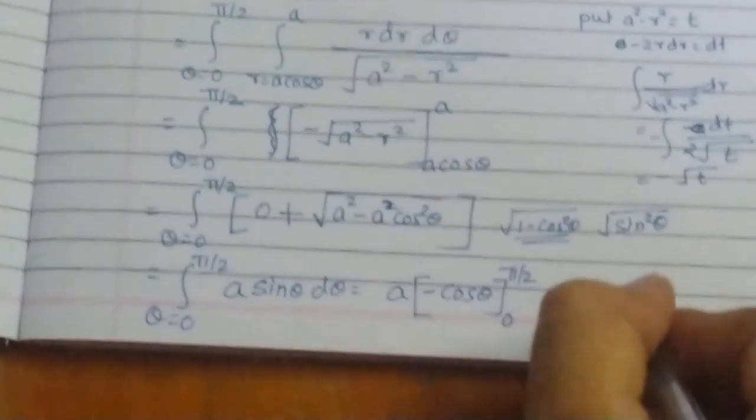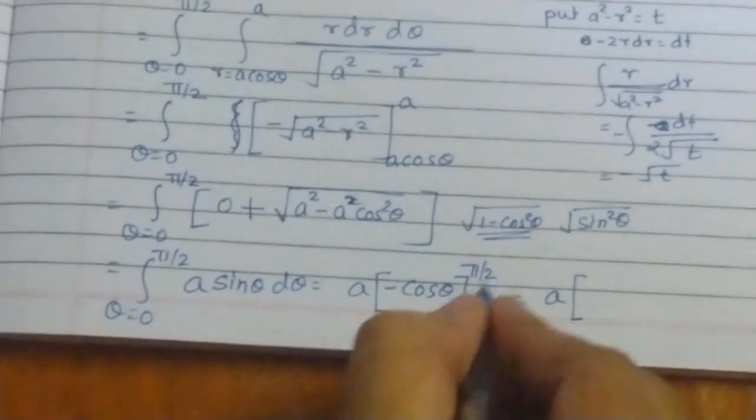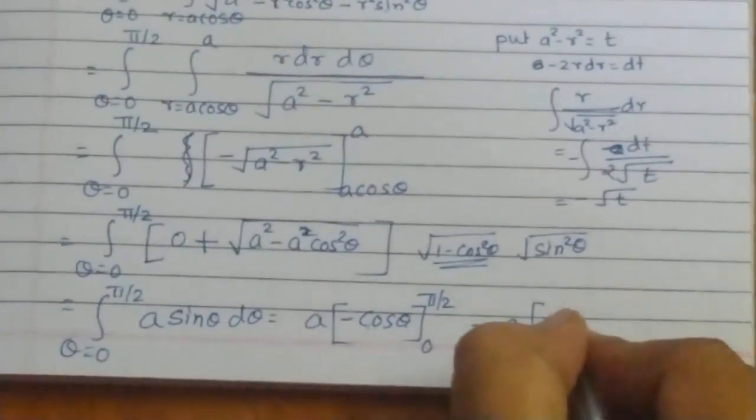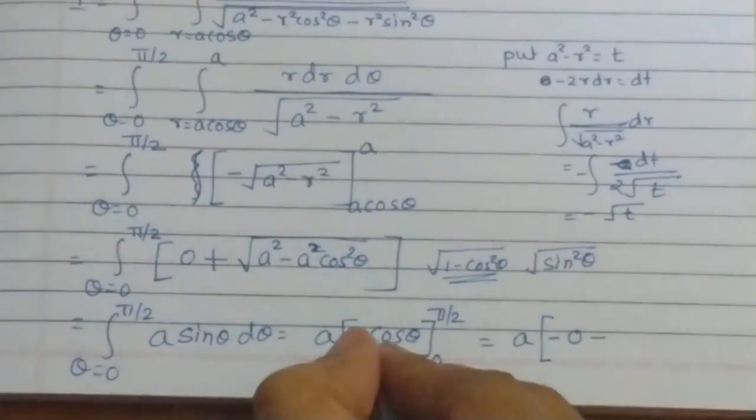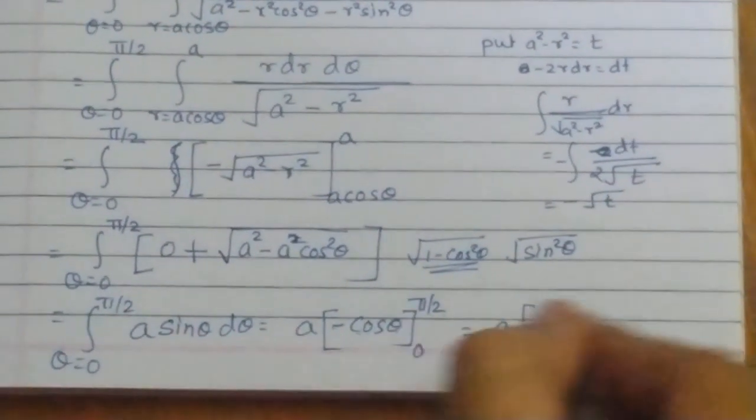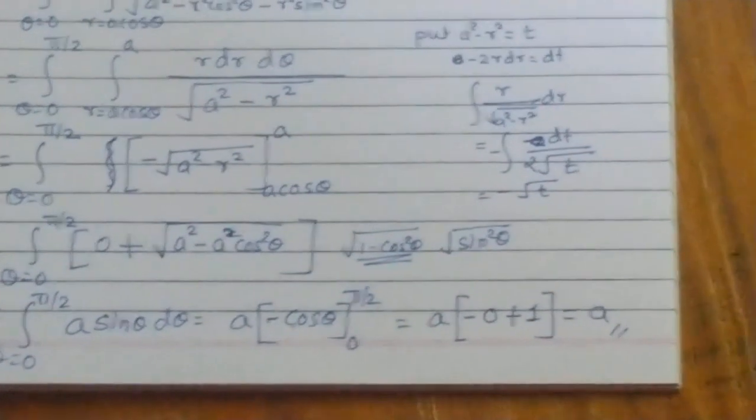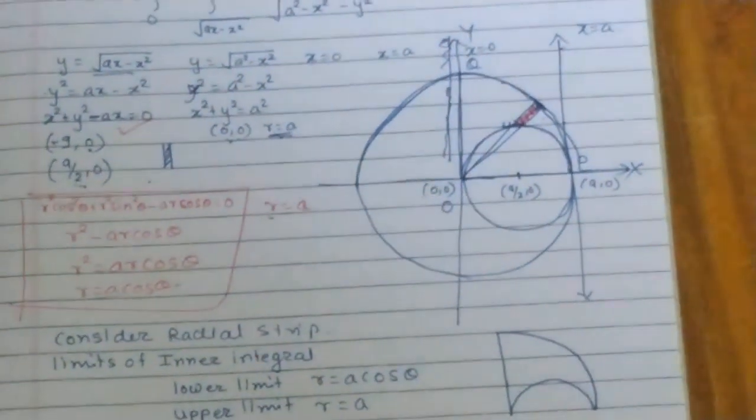Now a as it is. For the upper limit it is pi by 2, so cos pi by 2 will be 0, minus, and this minus becomes plus. When we substitute 0 here, we have 1. So what is the answer? a. I hope this is clear to everyone.